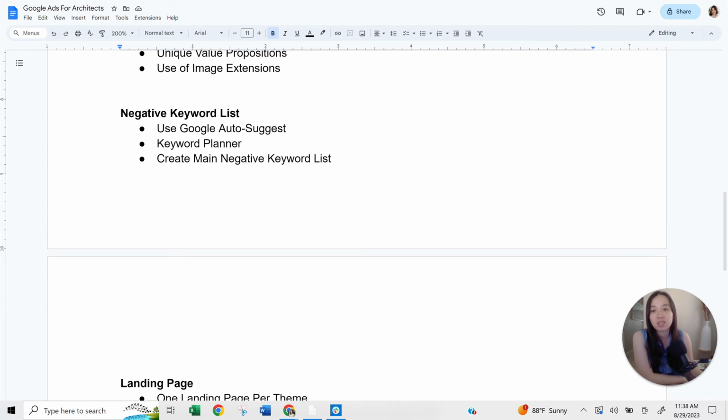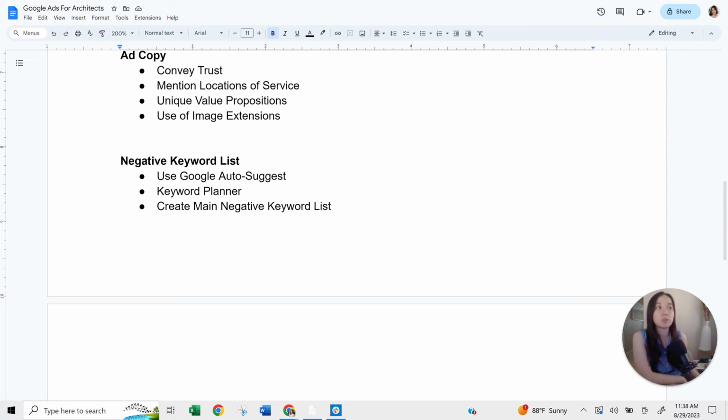Next up, using negative keyword lists. Please, please, please use negative keywords. It's going to be so important for your campaign, especially if you're launching a brand new campaign. You want to make sure that you're not going after keywords related, or you're not capturing searches related to jobs or resume or anything like that.